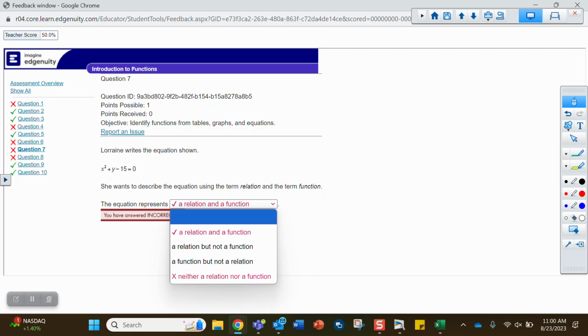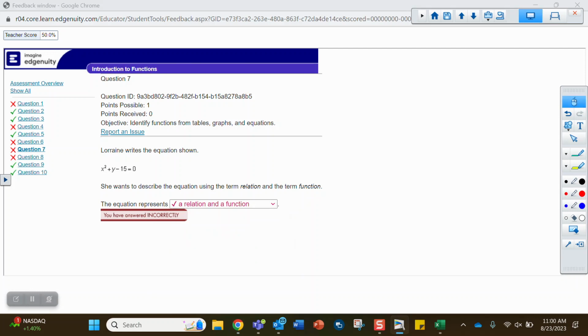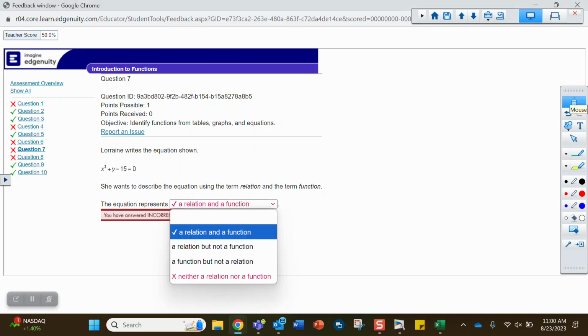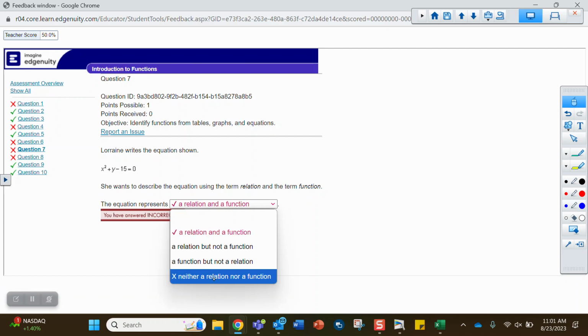Okay, this can never be true. Every time I try to write, it's going to go away. So let's look at the third option down here: a function but not a relation. This is not possible. Everything's a relation. Only certain relations are functions. So this last one can't be it. It also can't ever be not a relation. There's always a relation. But in this case, it would be a relation and a function.